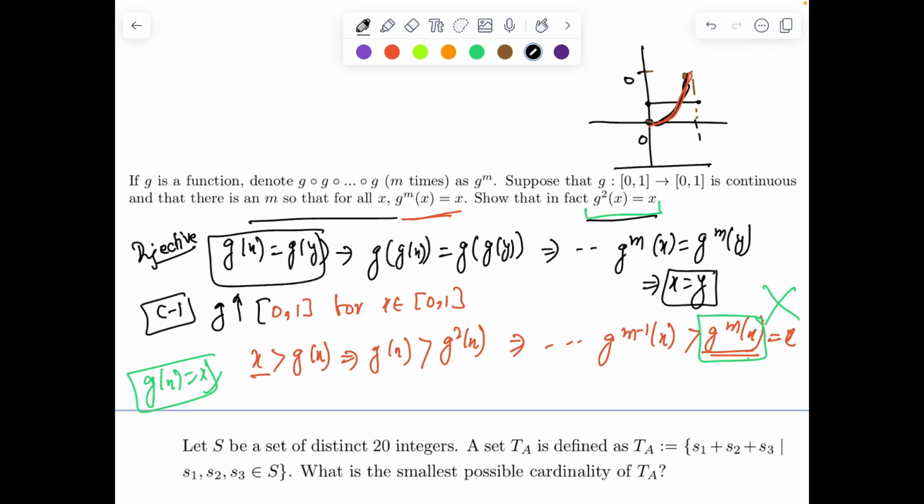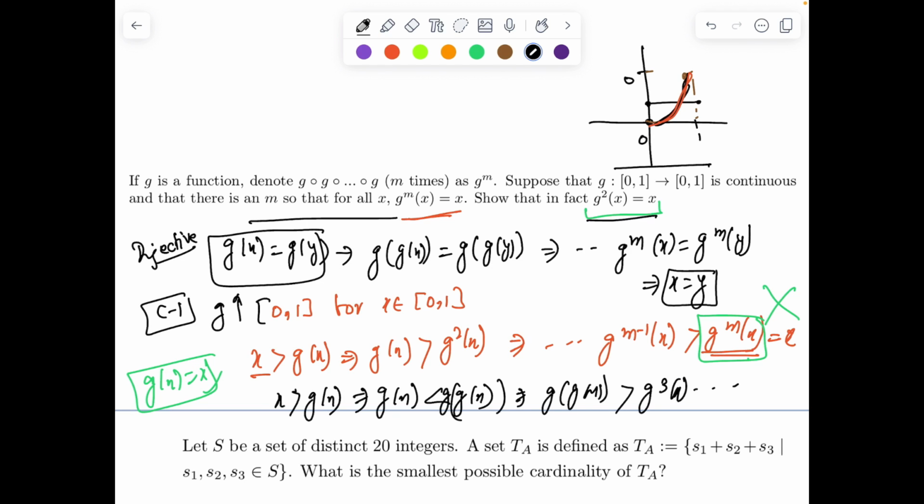On the other hand, if g is decreasing, then g squared will become increasing. So if g is a decreasing function, let's say this time x is greater than g(x). Again, if I take g, then g(x) will be more than g^3(x), and we'll keep on doing it, right? So this will show that g squared is an increasing function, and the above argument implies the only way that will happen is when g^2(x), that is g(g(x)), is x. There is no other way.